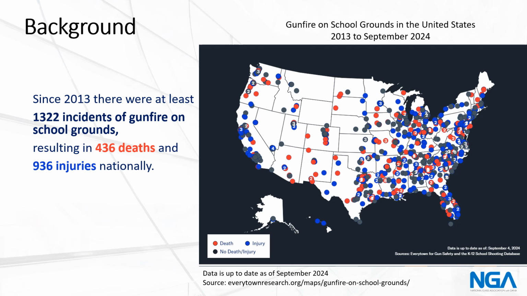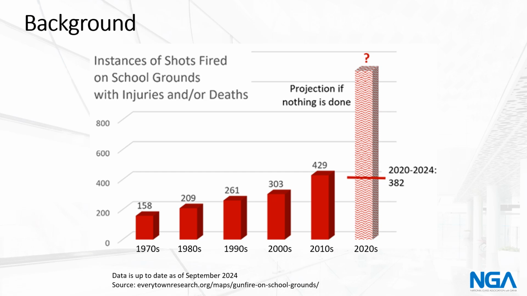Since 2013, there were at least 1,322 incidents of gunfire on school grounds, which resulted in 436 deaths and 936 injuries nationwide. This map of incidences shows the issue is widespread throughout the United States. Active shooter events in schools are becoming more frequent.